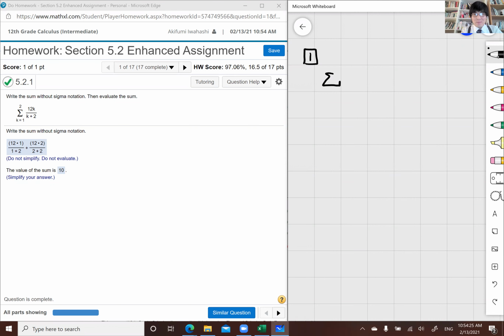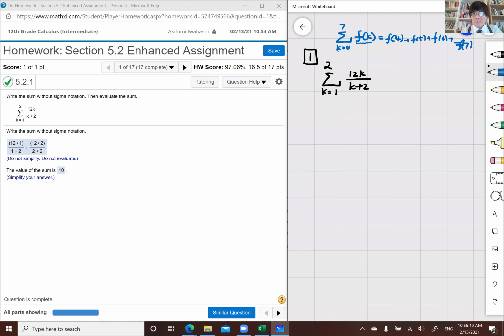So what is sigma notation? So this is called sigma. K is 1 through 2 of 12k over k plus 2. So sigma notation is, for example, when you have k is equal to 4 through 7 of some function in terms of k. This means you are going to find the function value when k is equal to 4 and 5 and 6 and 7.